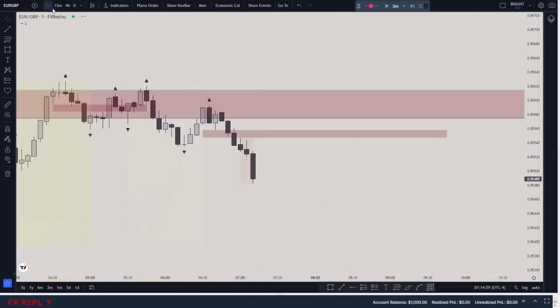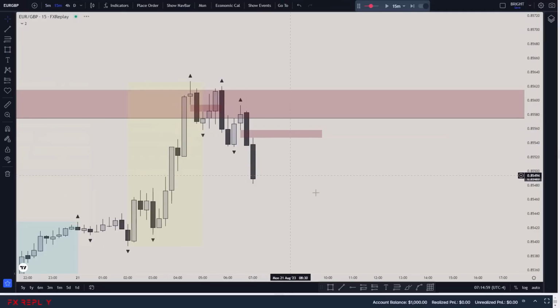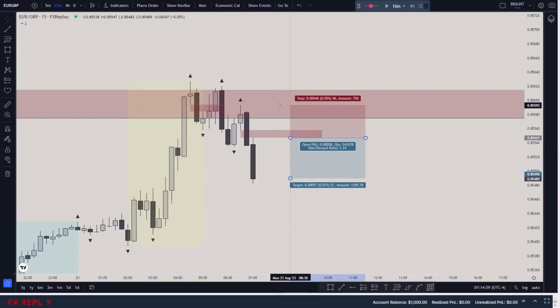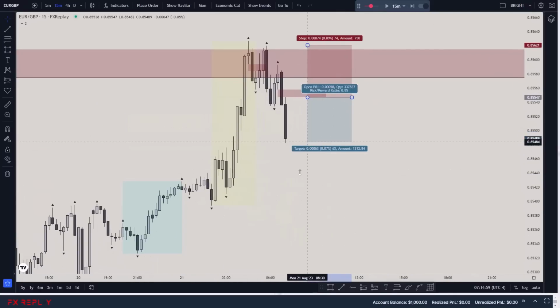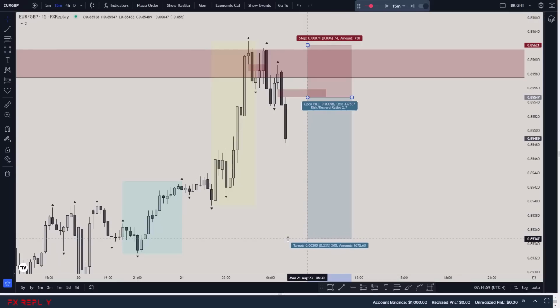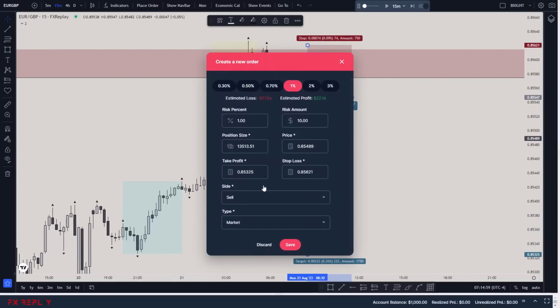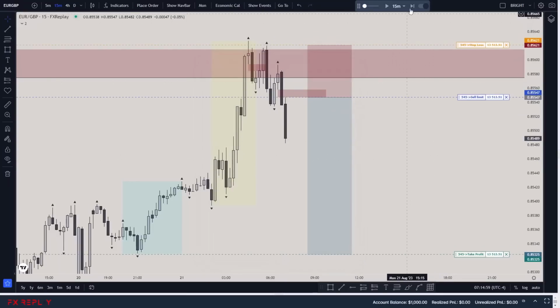Let me go to 5 minutes just to see what's happening. Okay, there is nothing. There is this breaker block where price is reacting from, but I'm going to stick to the 15 minutes actually. So we're going to go short here at the beginning of the fair value gap. Stop loss, I would go above this high, and then take profit. Let's do 3 to 1. This order is going to be a limit order. Save, and that's it. So let's see.